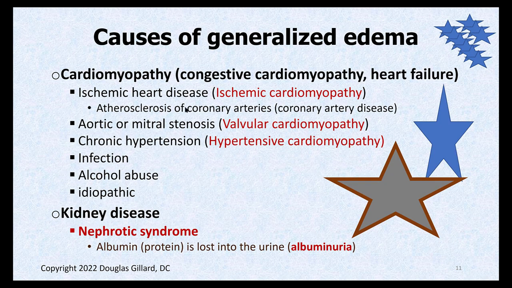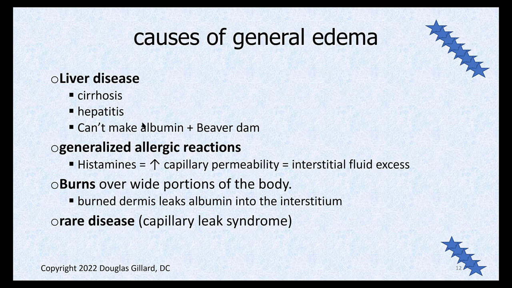let's look at kidney disease. So if albumin is lost into the urine or into the filtrate, you're going to swell. If you have liver disease, well, that causes a backup. If you have cirrhosis or hepatitis, then you can't make albumin. And that's going to cause swelling. Plus, it's going to cause a beaver dam effect in the lower extremities. So you're going to swell your spleen. Your belly's going to swell. And your ankles are going to swell. Kind of a double whammy.